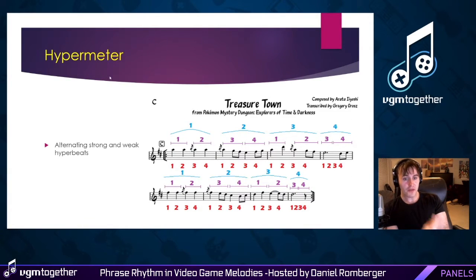So one thing to notice with the beats is the beats can be divided into strong beats and weak beats. The strong beats are always 1 and 3, and the weak ones are 2 and 4. So 1 and 3 always have a little bit more accent compared to 2 and 4 on the beat. But this extends to the pulse layer as well. Even with the hypermeter, even with the extra layer on top of that, 1 and 3 are still more heavily accented than 2 and 4.